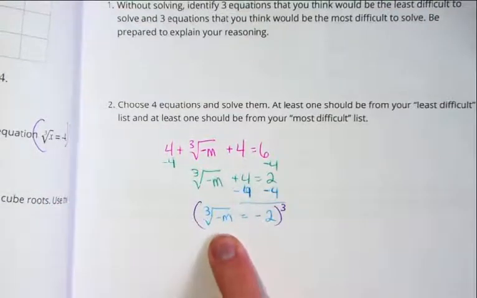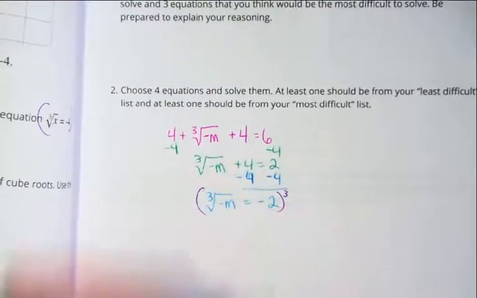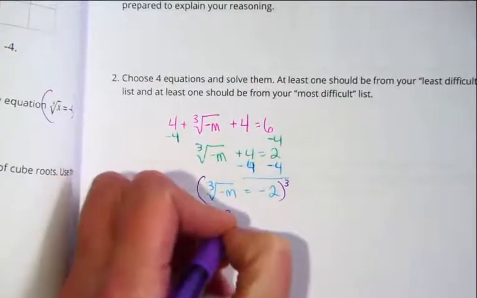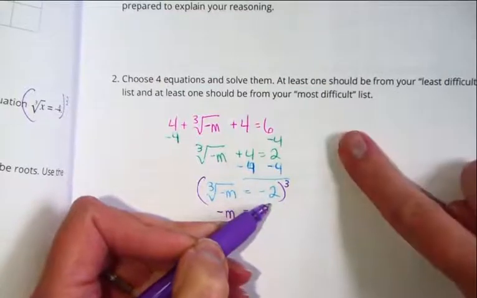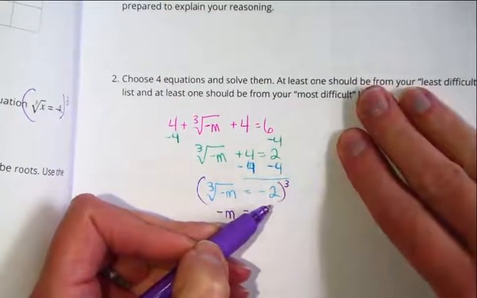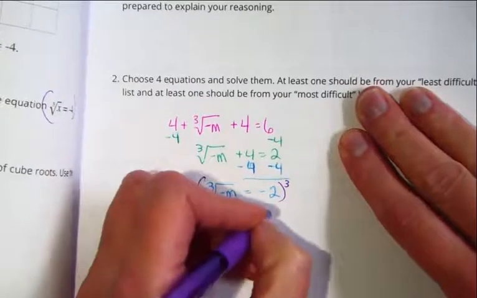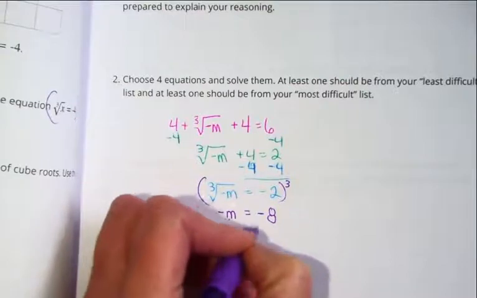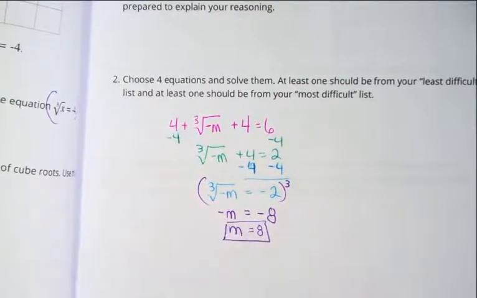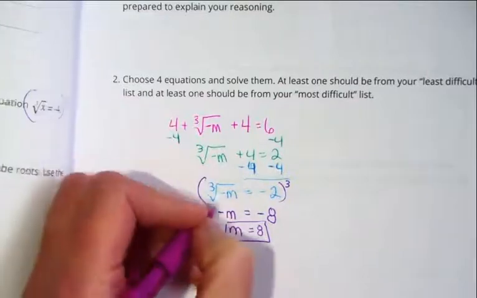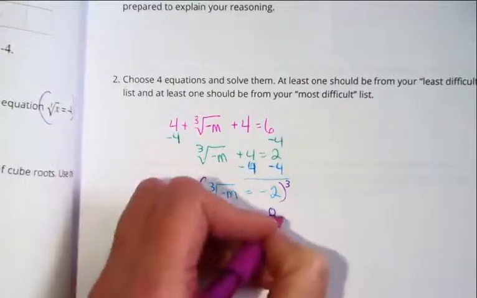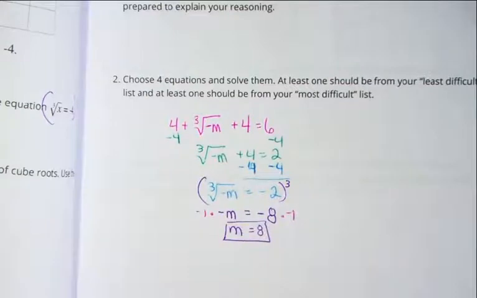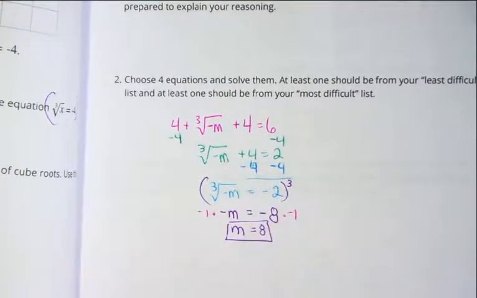And back to the opposite operations, keep on doing it. Cube root means we need to cube it all. And -m equals -2 times -2 times -2, -8. So a -m equals -8. That means a positive m equals a positive 8. And if you're like, Mrs. Derby, why? Remember, we can multiply both sides by a -1. Turns this side positive, turns that side positive.